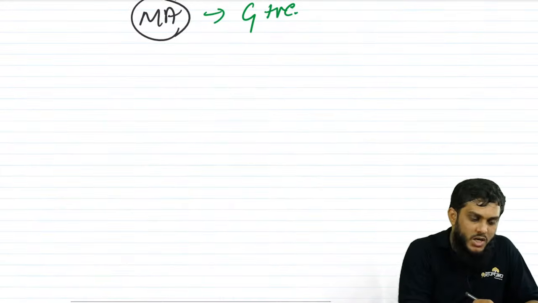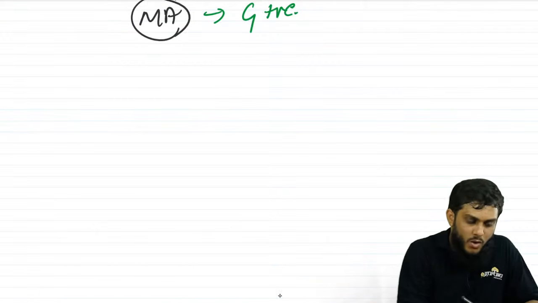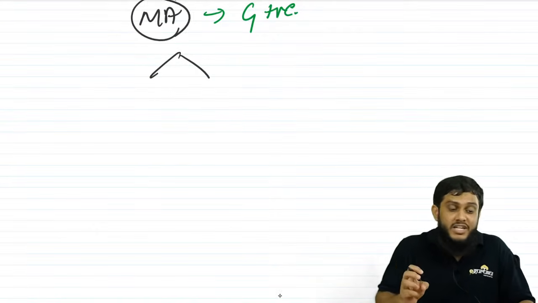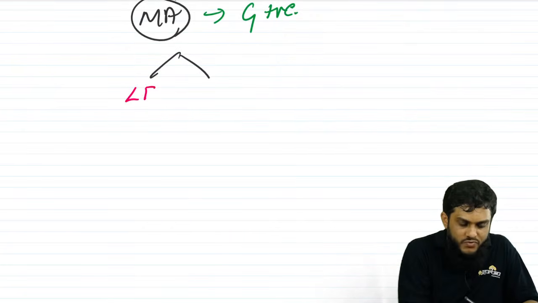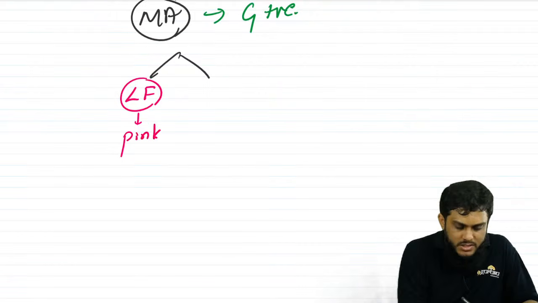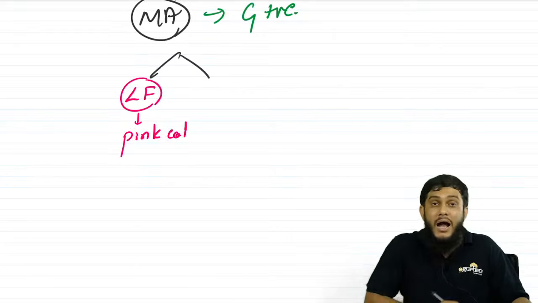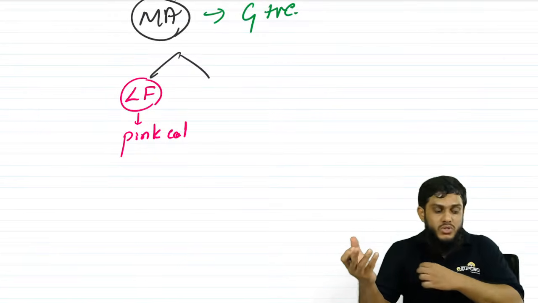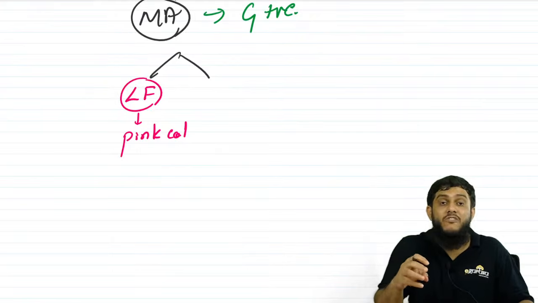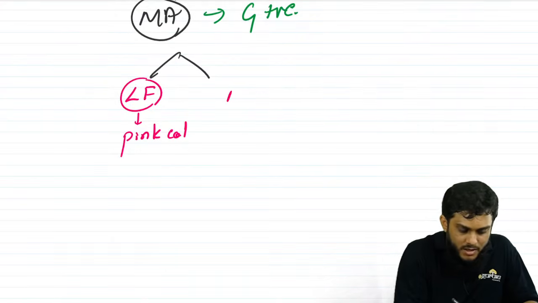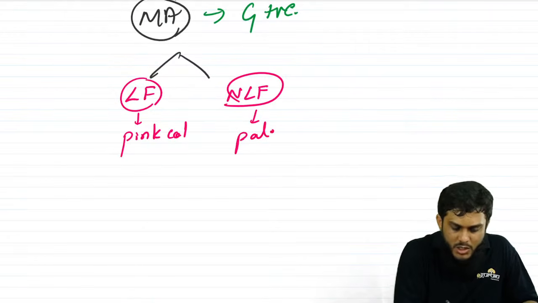And we all know that on MacConkey, the bacteria which ferment the lactose sugar are known as lactose fermenters, and they give pink colonies. The bacteria which do not ferment lactose are known as non-lactose fermenters, and they give pale colonies.